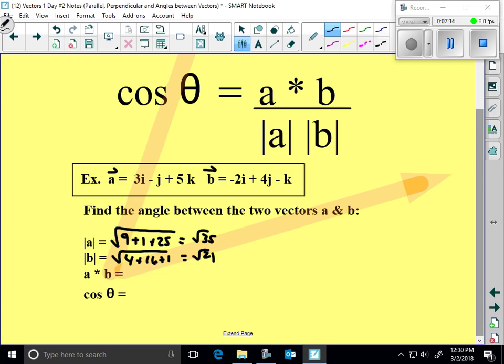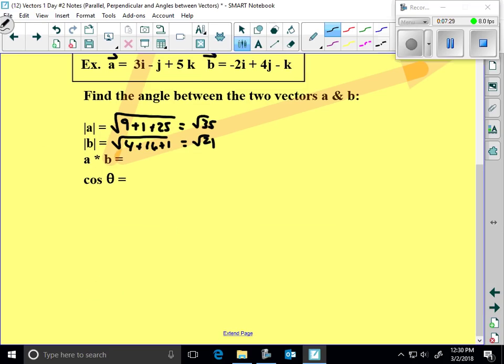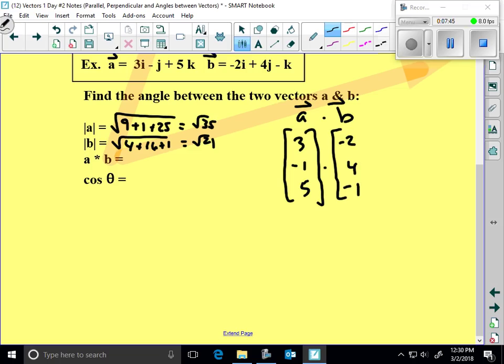Now, A dot B, right? A times B is going to be, like we said, x1, x2 plus y1, y2 plus z1, z2. And here's why I love component form. Let me write this over here. Here's A and B in vertical column form. I like this form when I do my products here. I take 3, negative 1, and 5. I take negative 2 and 4 and negative 1.